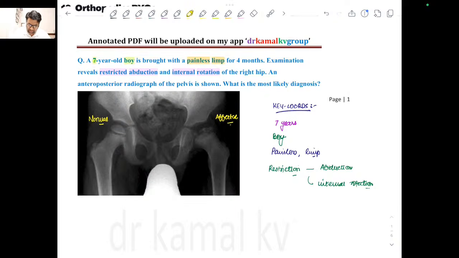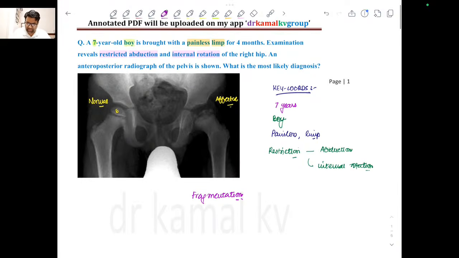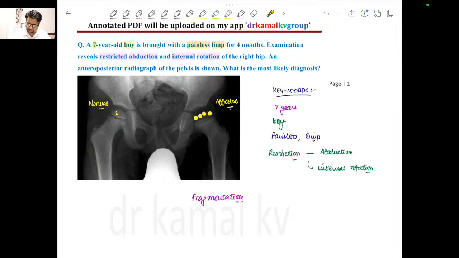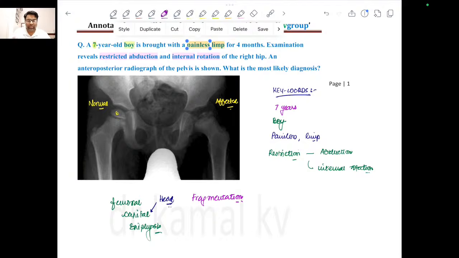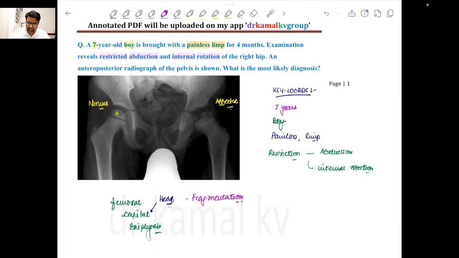Now what you can see here is the femoral head epiphysis on the normal side, and look at the epiphysis on the affected side. When you compare the two epiphyses, this is obviously the normal side, but look at the affected side, it is in pieces. So what do we call it? We call it fragmentation. Clear? So one of the keywords is fragmentation. You can see that some pieces are like this. Obviously the changes we are discussing are in the femoral capital epiphysis. Age is 7 years, so this is epiphysis. Capital means head, so epiphysis of the femoral head. So one thing we can see is that there is fragmentation.